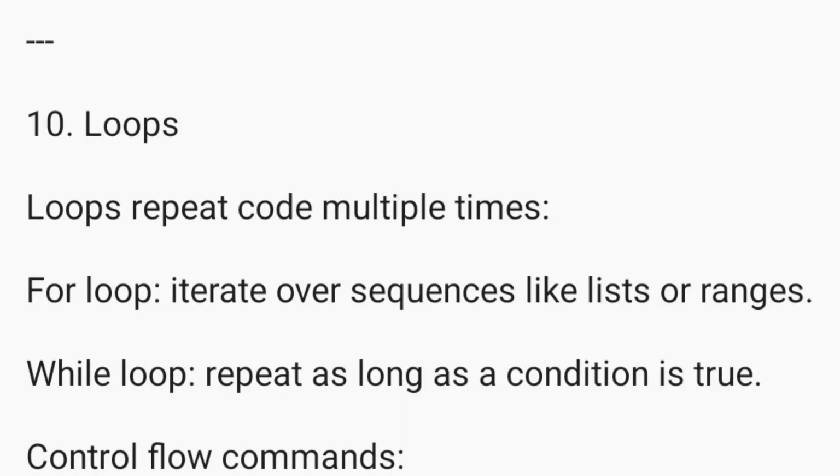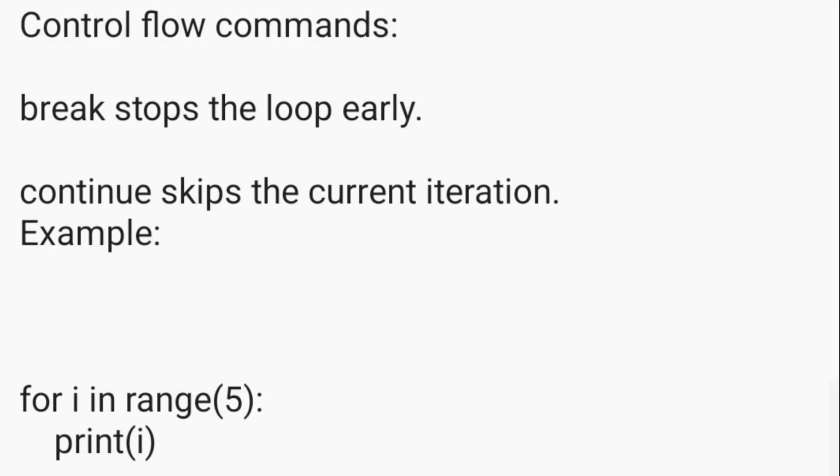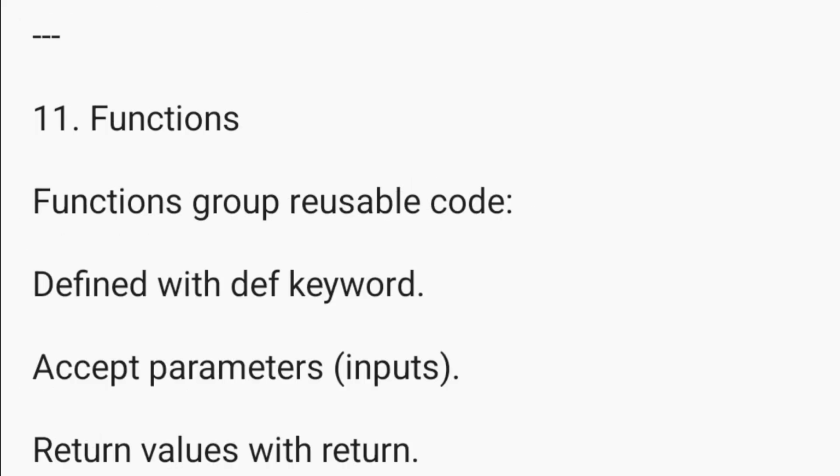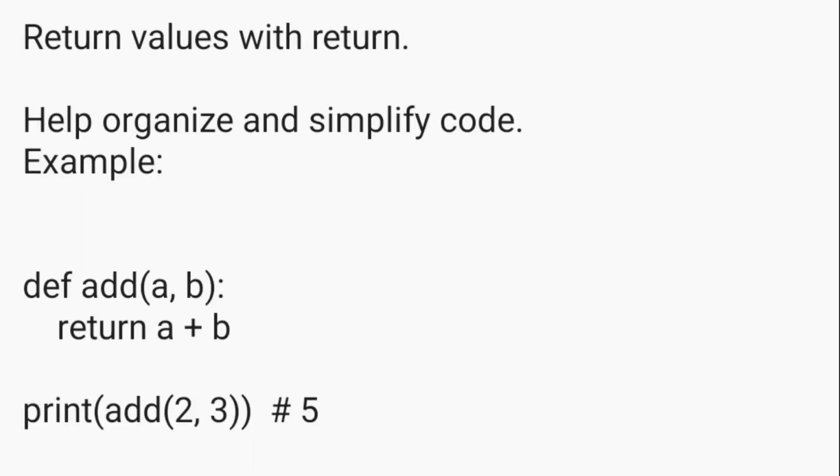10. Loops. Loops repeat code multiple times. For loop: iterate over sequences like lists or ranges. While loop: repeat as long as a condition is true. Control flow commands: break stops the loop early, continue skips the current iteration. Example: for i in range(5): print(i). 11. Functions. Functions group reusable code, defined with the def keyword, accept parameters (inputs), return values with return, and help organize and simplify code. Example: def add(a, b): return a + b, print(add(2, 3)) gives 5.